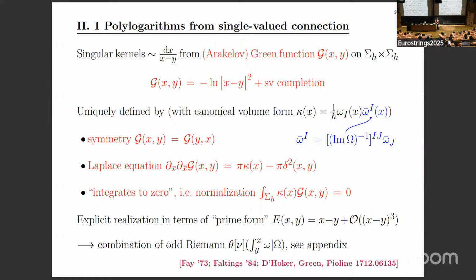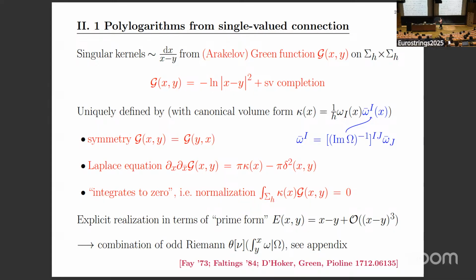And in fact, we can completely bypass the details of the single-valued completion. You can characterize this Green's function by three properties. Namely, being symmetric in the two points, having a nice Laplace equation that reflects the log behavior, and integrating to 0 against a specific volume form kappa. By the way, I will use Einstein summation conventions here and there, and whenever you see upper indices, I'm cheating in some inverse of the imaginary part of the period matrix, just as a small confession about the notation in use.